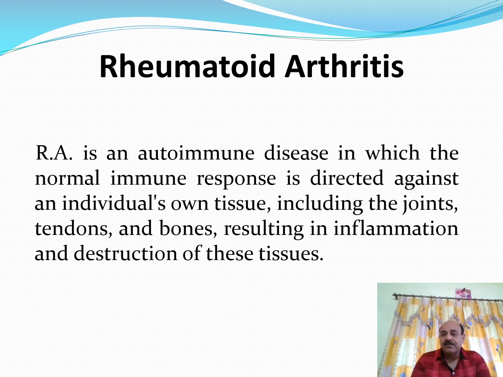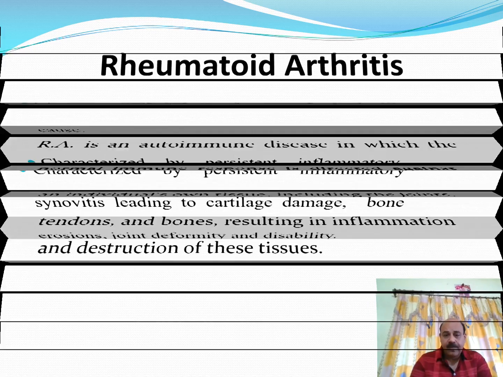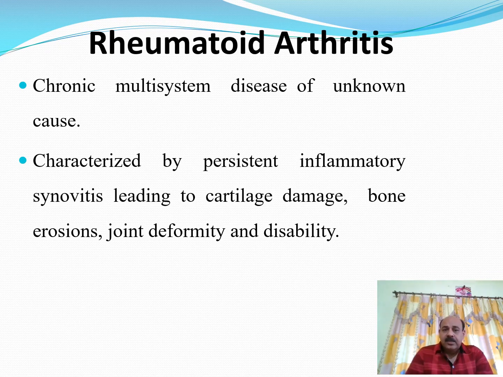That initiates the story of rheumatoid arthritis, resulting in inflammation of synovial membrane, resulting in active synovitis, and ultimately the cascade of various inflammatory processes starts in our body. It's a chronic multi-system disease of unknown cause. The exact cause is not known. It's a multi-system disease. It's not the disease of joints only.